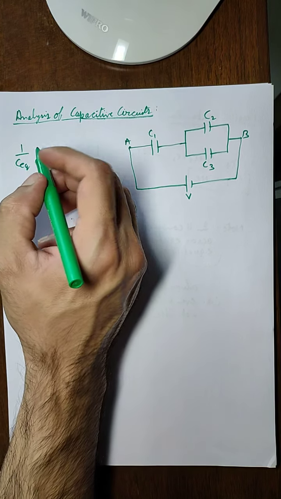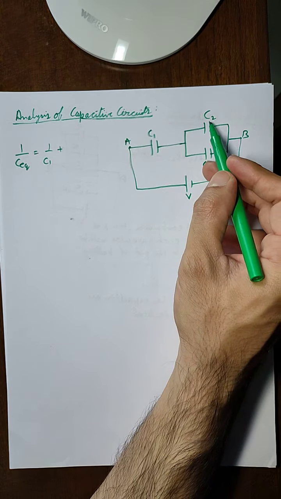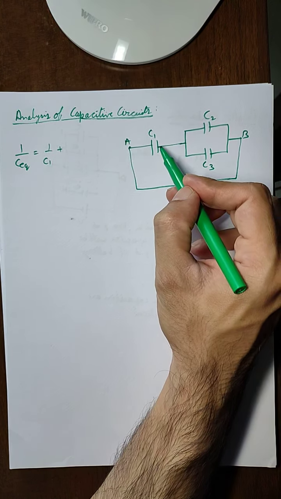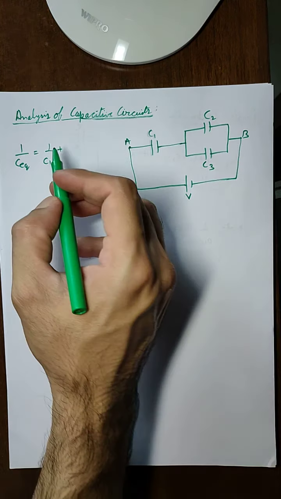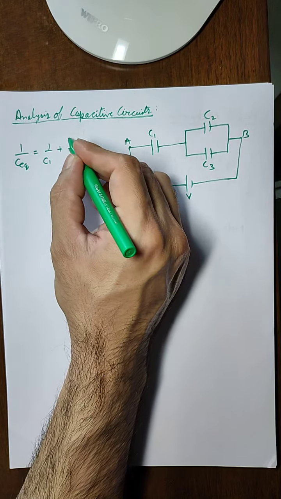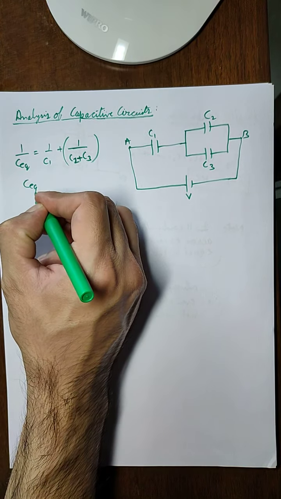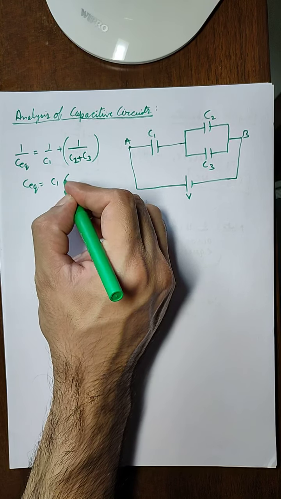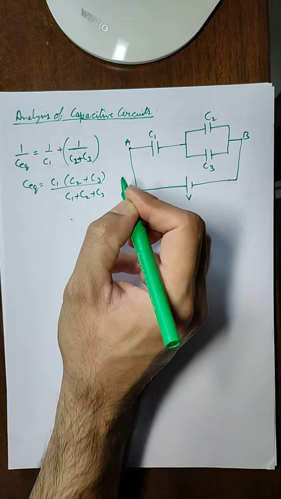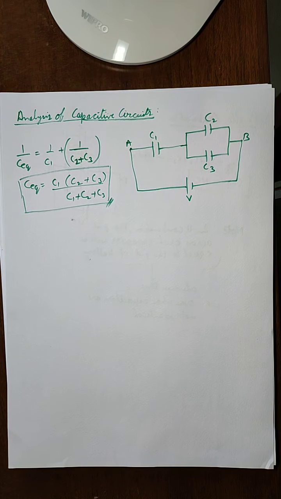capacitance. We can write 1 upon equivalent capacitance will be equal to 1 upon C1 plus the combination of this, because the equivalent capacitance of C2 and C3 is in series with C1. So we can write directly here the equivalent capacitance of C2 and C3 like this. So if we solve this, the equivalent capacitance of this circuit will be given by this expression. You can solve it yourself, it's pretty easy to solve.